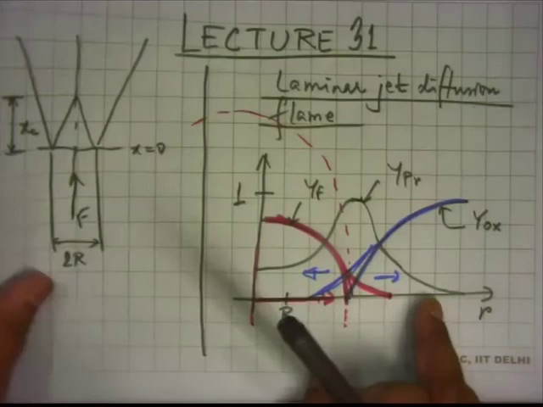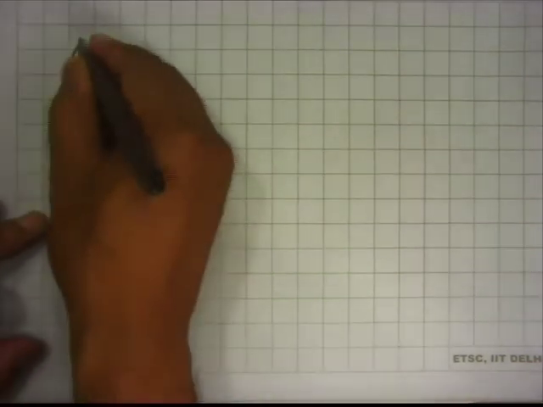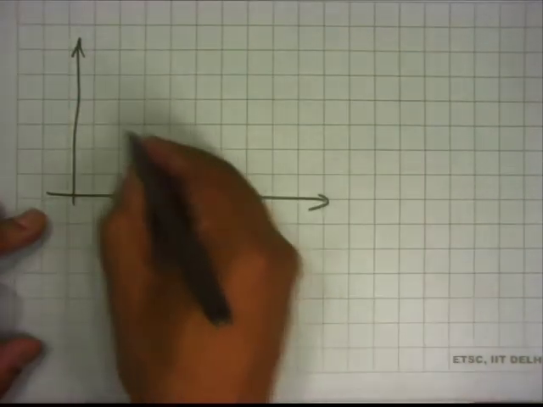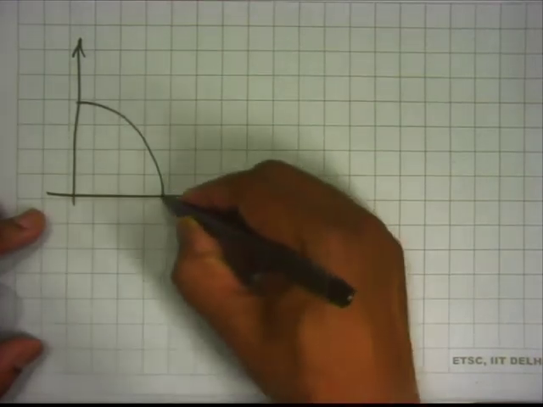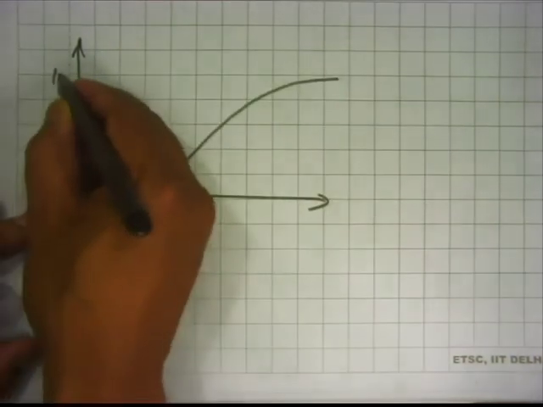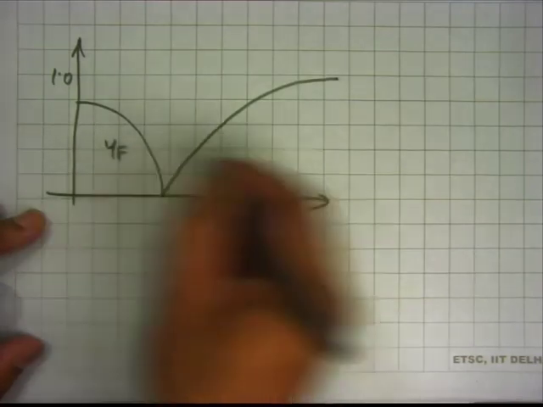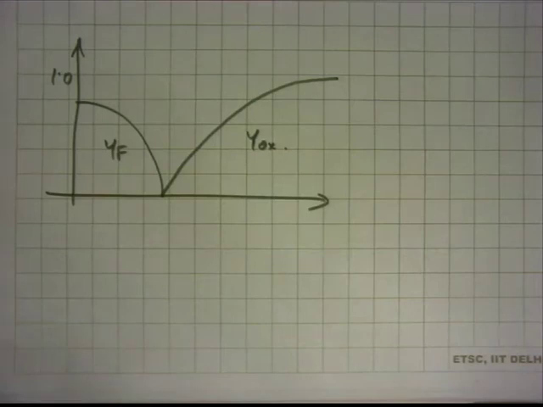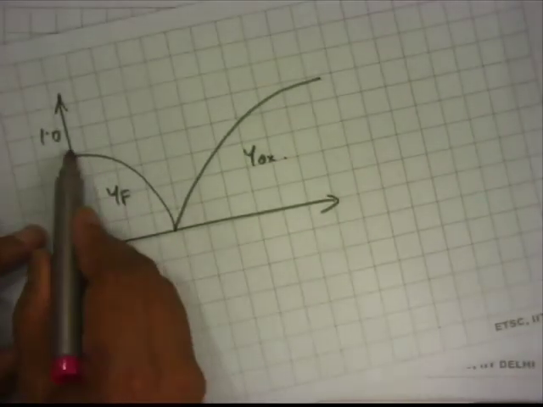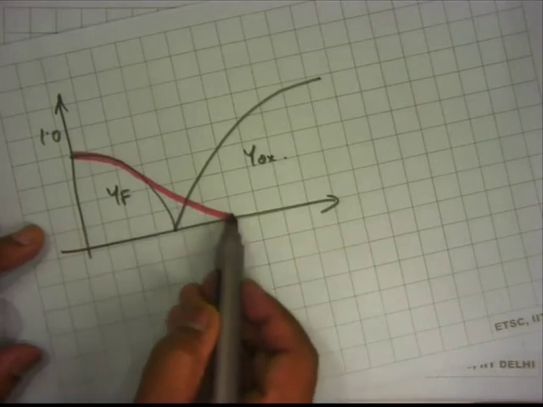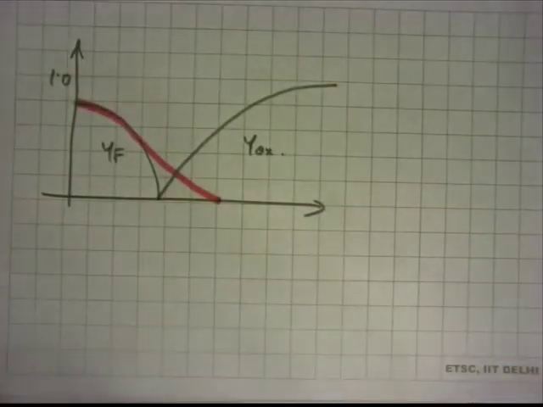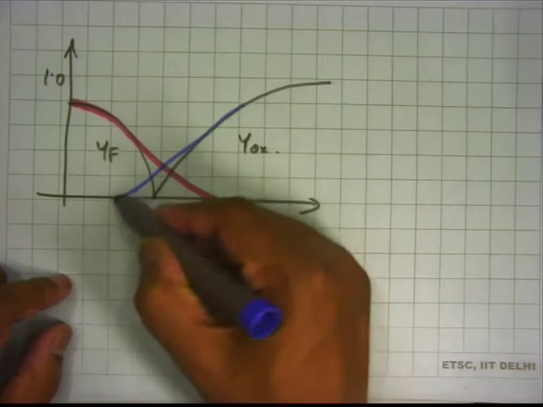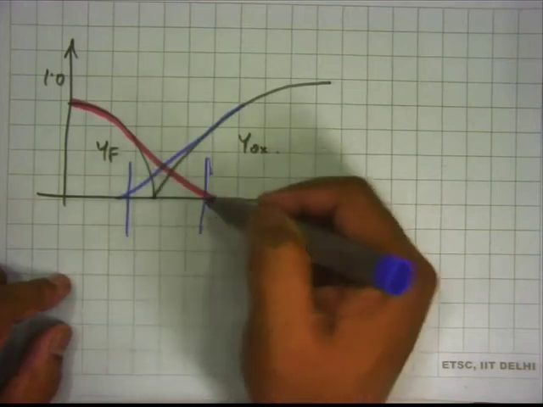In a real flame, I will draw this again. In a real flame, you will have Y fuel, Y oxidizer. This is the infinite reaction rate situation. In a real flame, it's more like this, or like this. So the flame zone may be thicker.